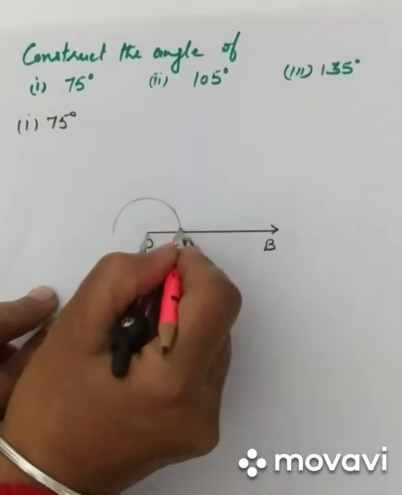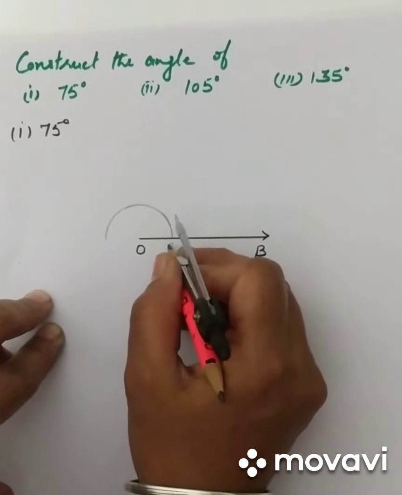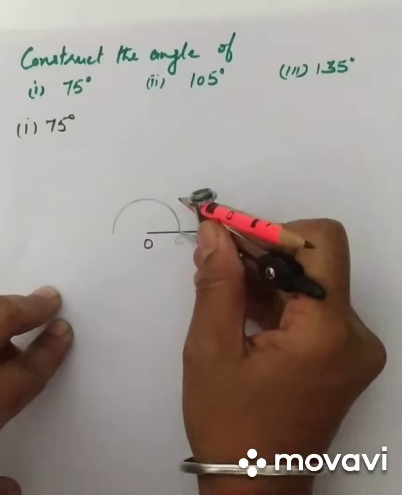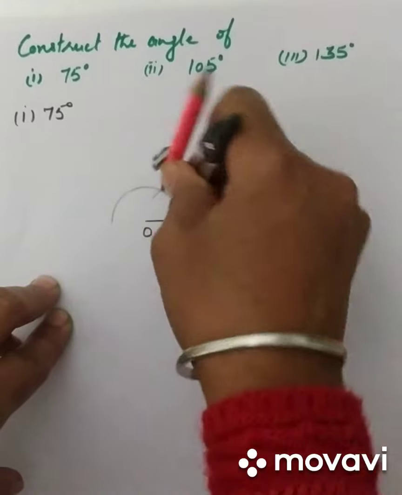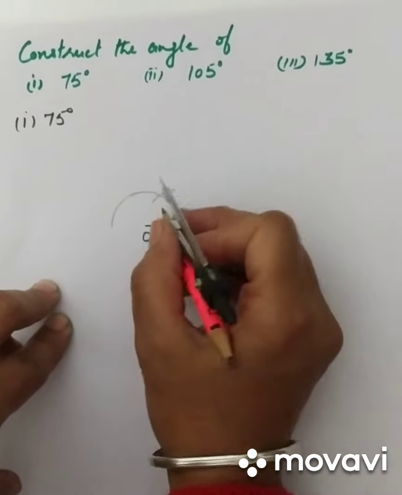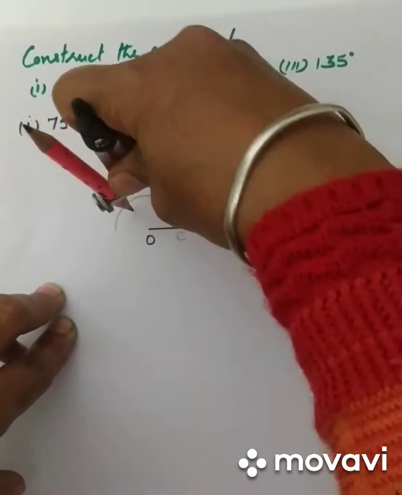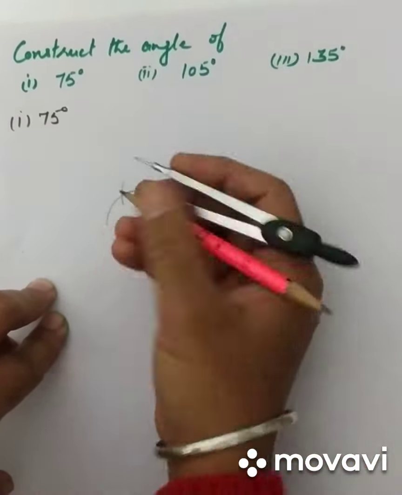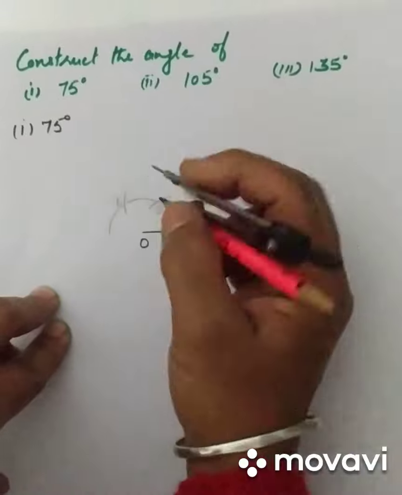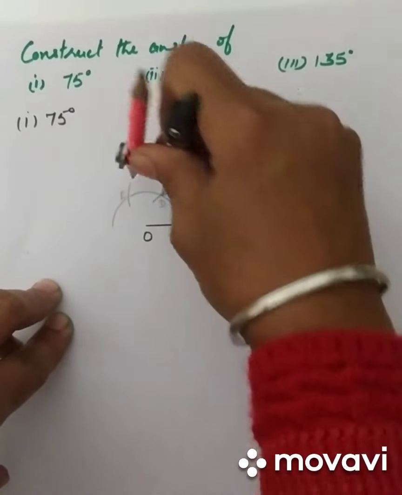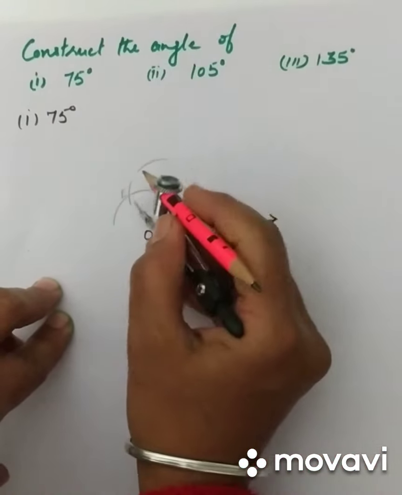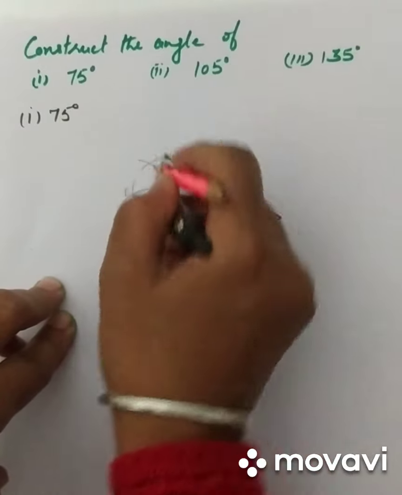Now first of all, complete the 90 degree. From point C, draw an arc, and this becomes D. Then from D draw another arc, it is E. Now from D once again draw the arc upward, and then from E cut the previous arc.